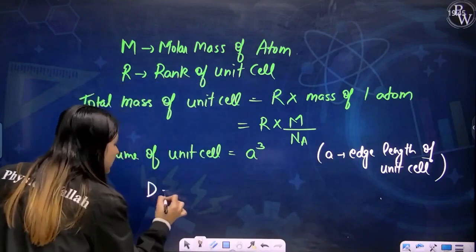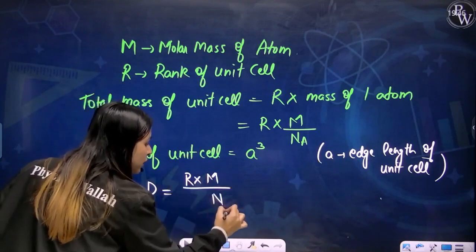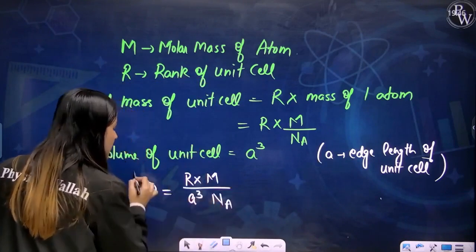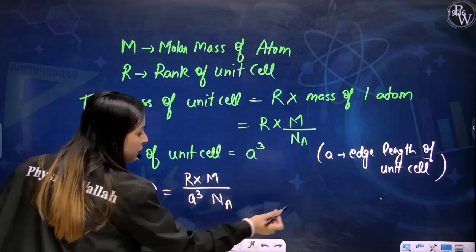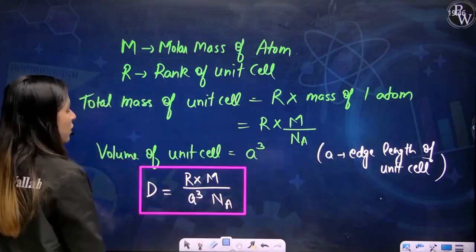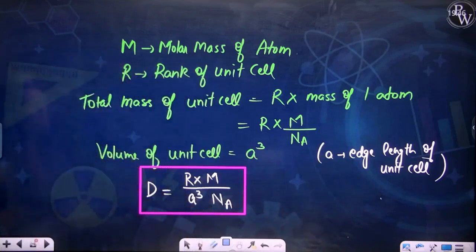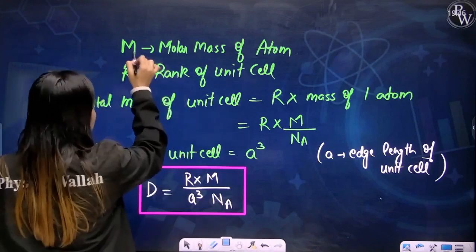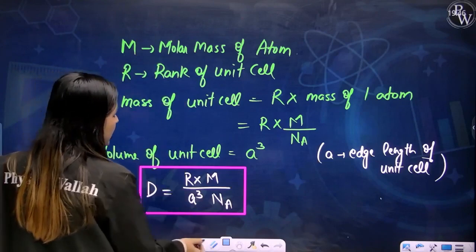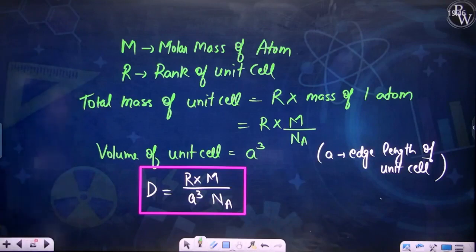Your density will be equal to rank into molar mass upon Avogadro number into volume, which is A cube. This is the required formula for calculating the density of a unit cell. This is how you calculate the density of a unit cell, where, my dear students, R is the rank of the unit cell, M is the molar mass, A cube is the volume with A the edge length, and Na is the Avogadro number. I hope you are clear with this. How do we calculate the density of a unit cell?